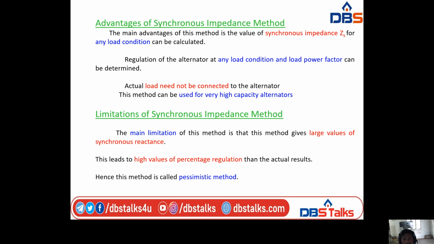This method can be used for very high capacity alternators. Now, what are the limitations of the synchronous impedance method? The main limitation is large values of synchronous reactance. A high value of synchronous reactance may lead to bad results.